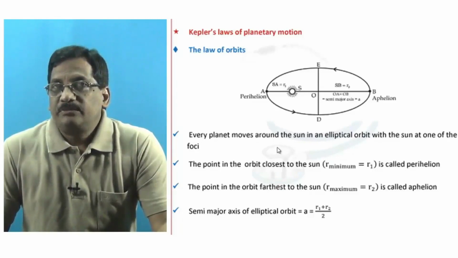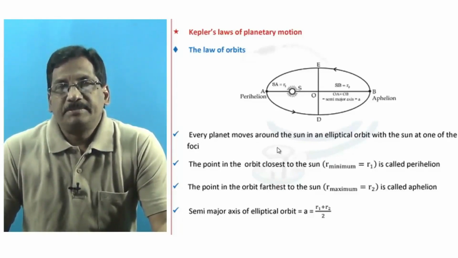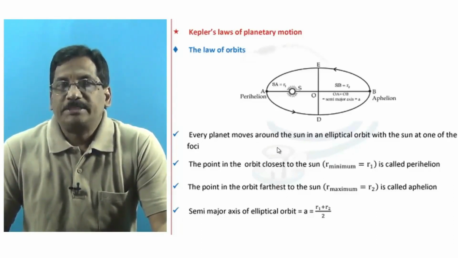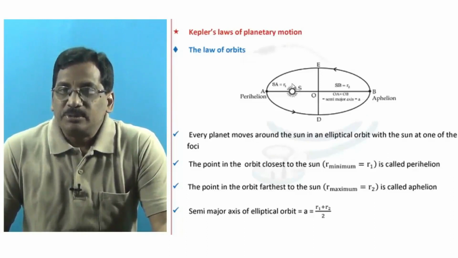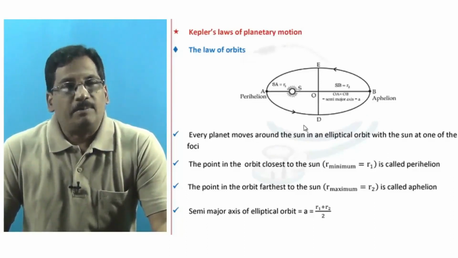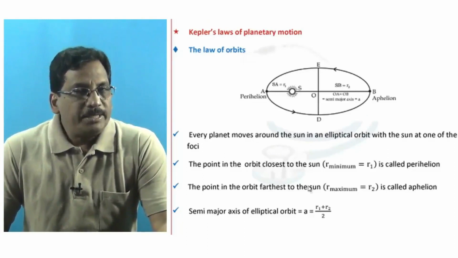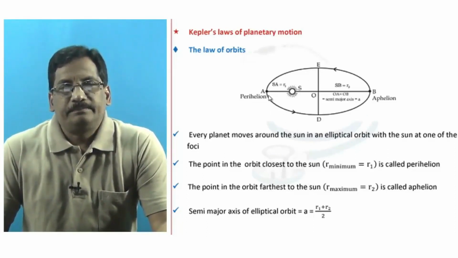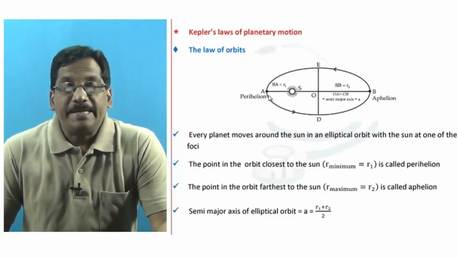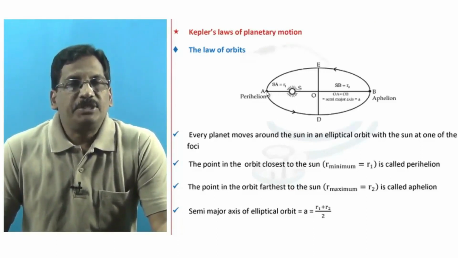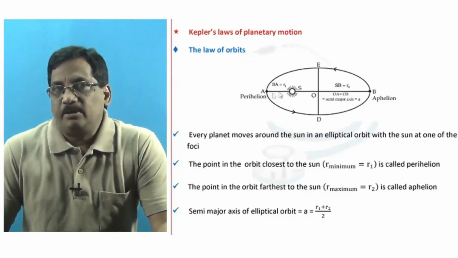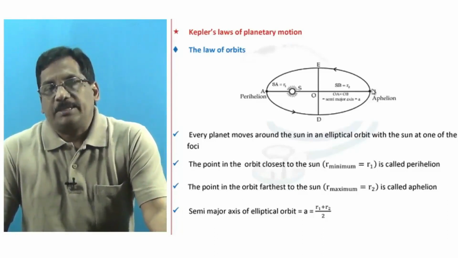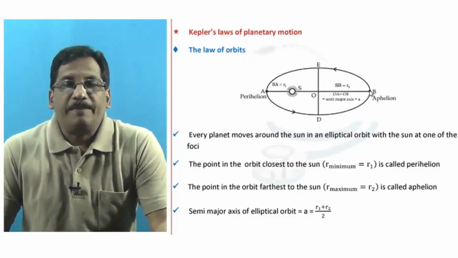For an ellipse, we define two focal points, and here the sun is said to be located at one of the focus points, and the planet moves around the sun in that elliptical orbit. The point in the elliptical orbit closest to the sun is called perihelion. This is the point here which is the closest to the sun in its elliptical orbit, and the point in the orbit farthest from the sun is called aphelion.